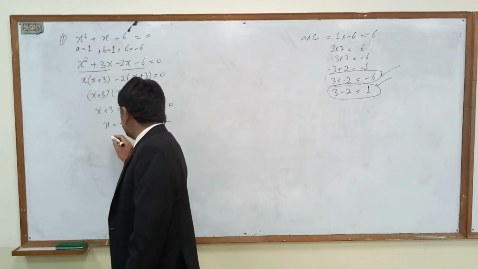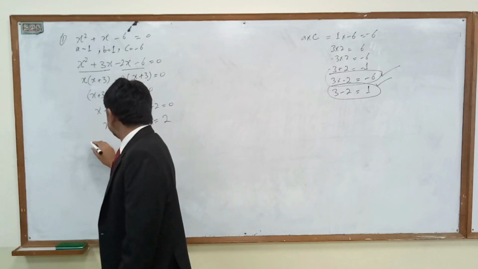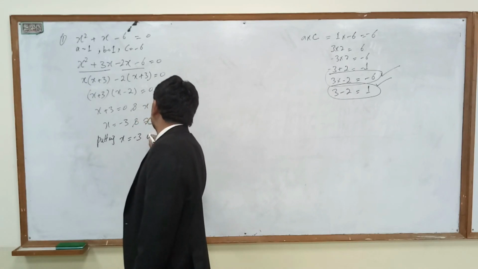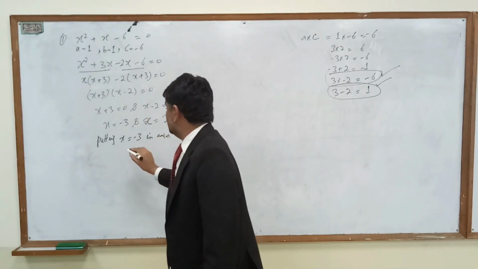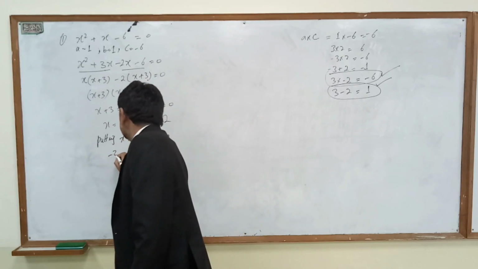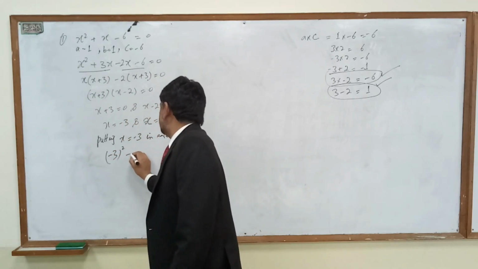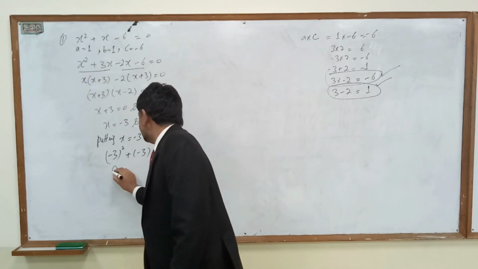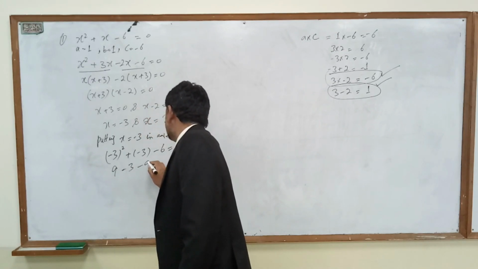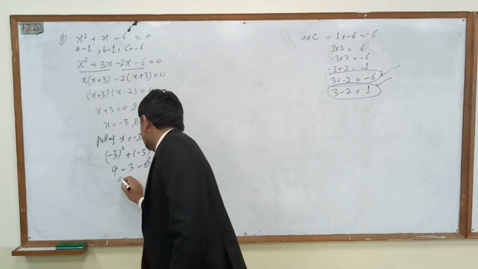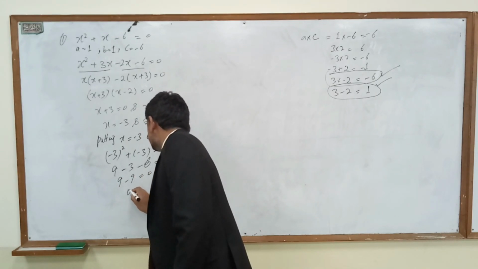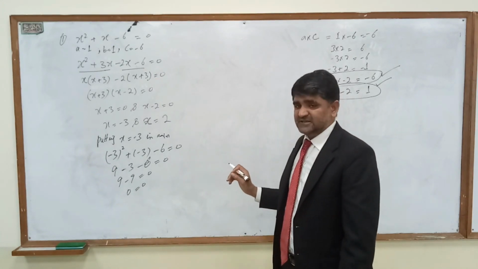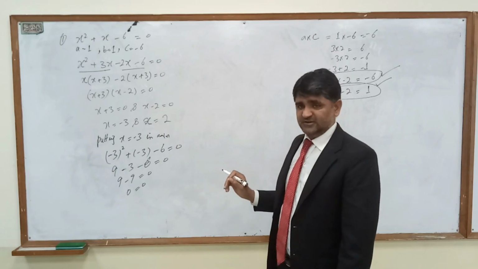By putting the value in equation 1, putting x equal to minus 3 in the equation: minus 3 squared plus minus 3 minus 6 is equal to 0. 9 minus 3 minus 6 is equal to 0. So 9 minus 9 is equal to 0. So 0 is equal to 0. The first root satisfied the equation. We can name it a real root.